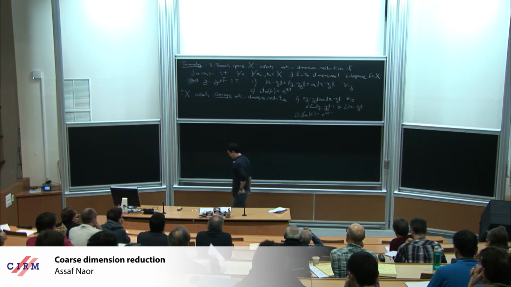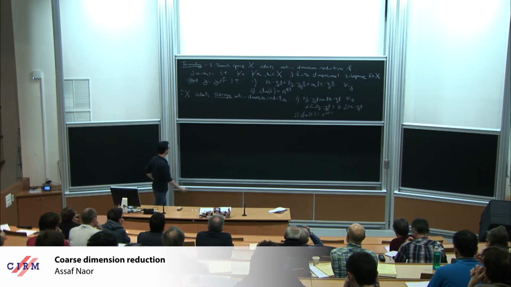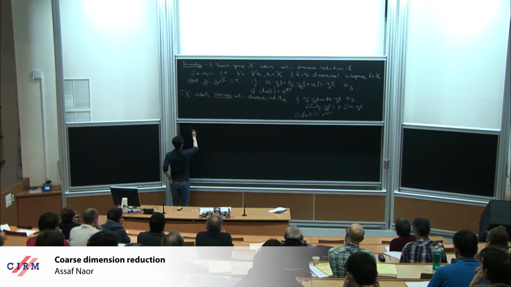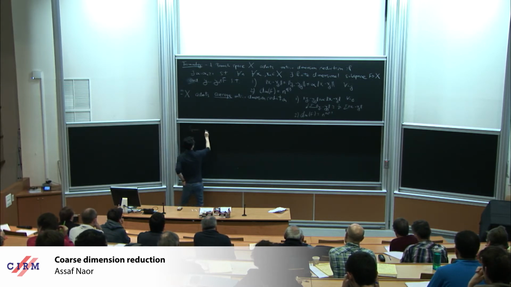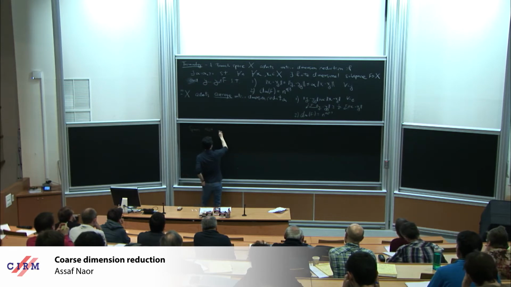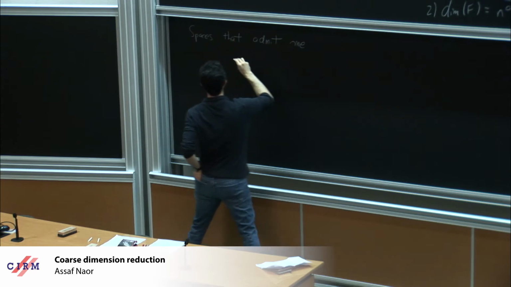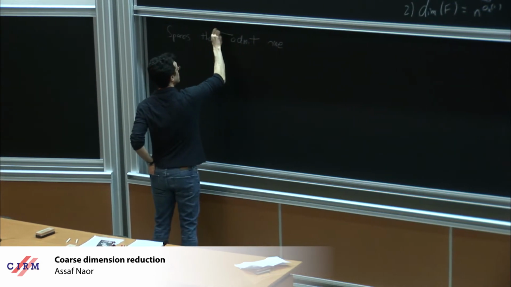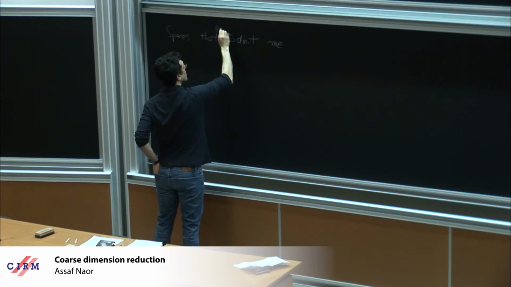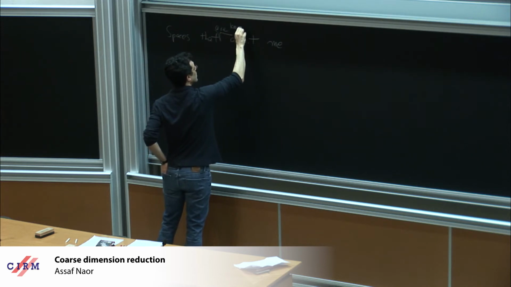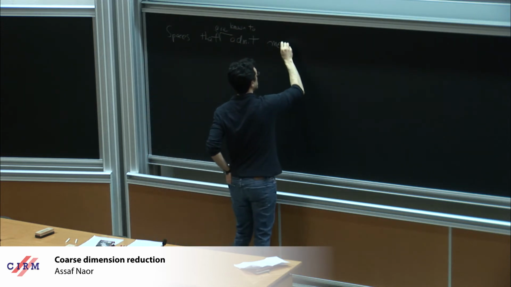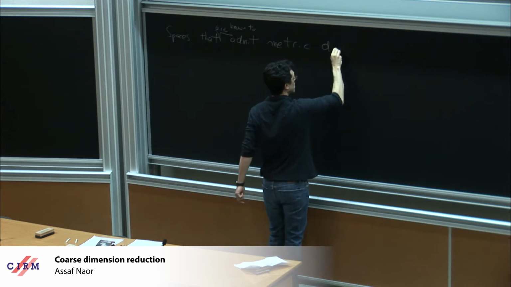So what are the spaces for which we know that there is dimension reduction? So spaces that are known to admit metric dimension reduction.